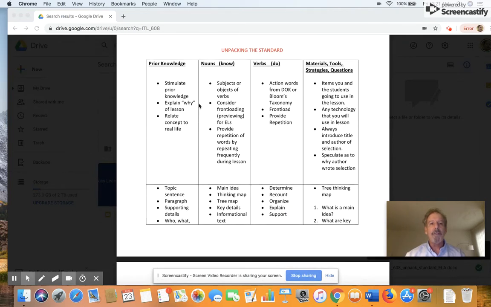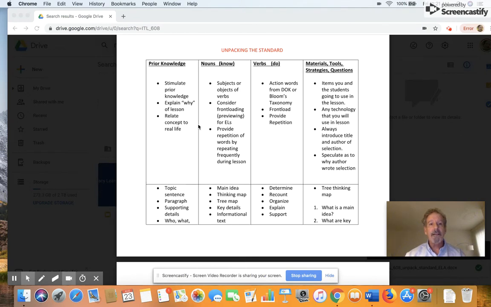So let's unpack the standards so you can go ahead and write your learning map. The first thing you want to think about is prior knowledge. The three things to think about at the beginning of the lesson are that you want to stimulate prior knowledge, you want to explain the why of the lesson, and you want to relate the concept to real life. Say, if you're reading a selection about the Titanic, you want to let students know the story of the Titanic and how it sank in 1912, and how bacteria has eaten at the core of the ship, so it makes it very fragile to even try to lift it from 2.5 miles down in the ocean.